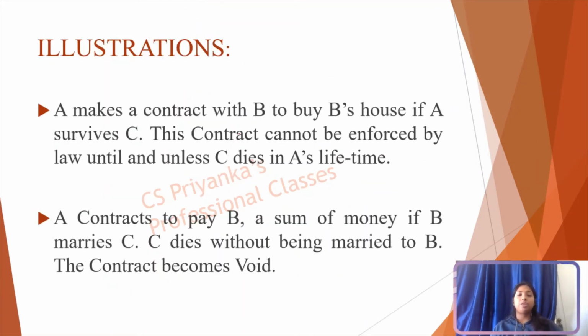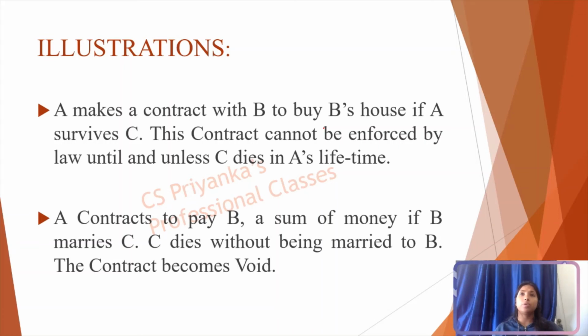Two examples I have mentioned. A makes a contract with B to buy B's house if A survives C. This contract cannot be enforced by law until and unless C dies in A's lifetime. Got it? For example, I am A and you are B. I am telling you I will buy your house if I survive C. So this contract cannot be enforced until and unless C dies in A's lifetime. If C suddenly dies in your lifetime, obviously this contract will become void.